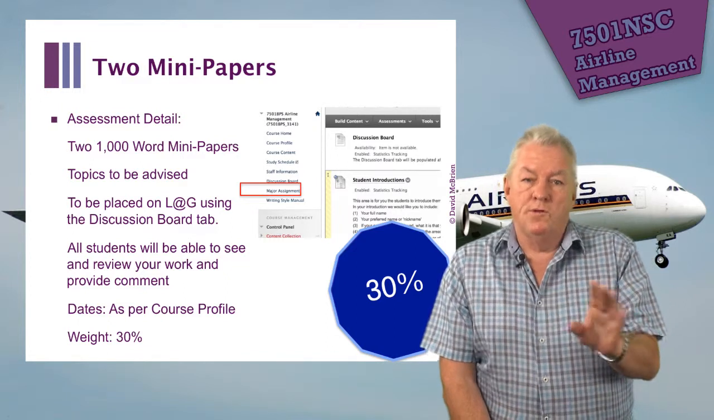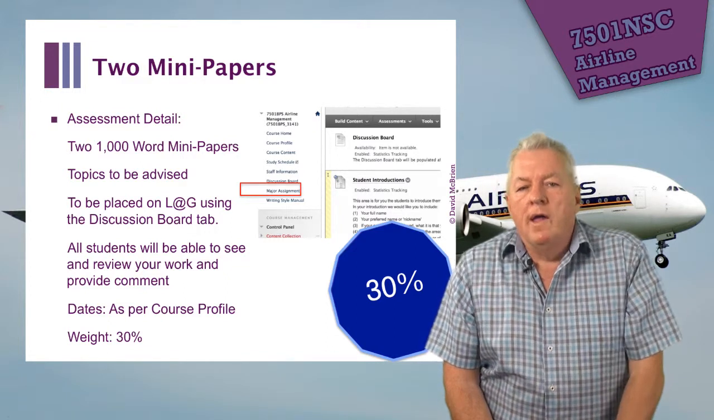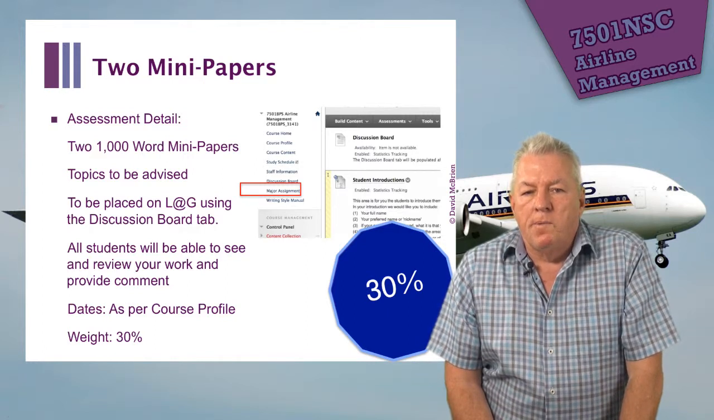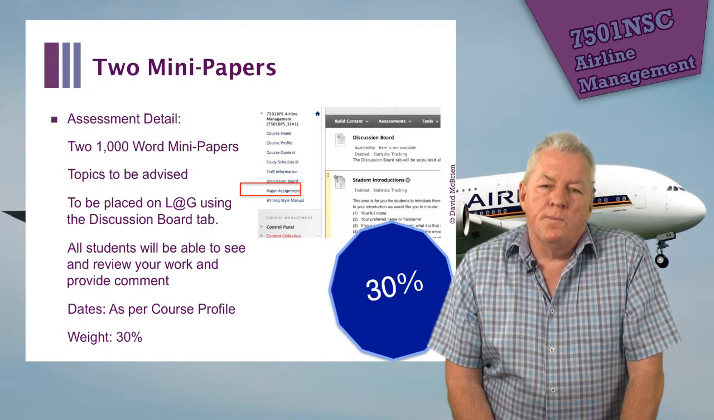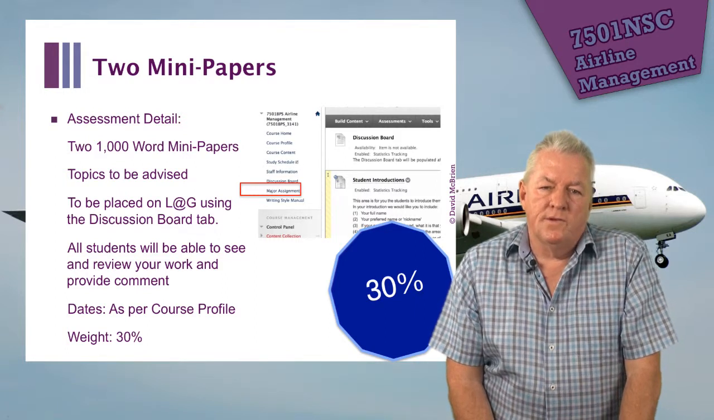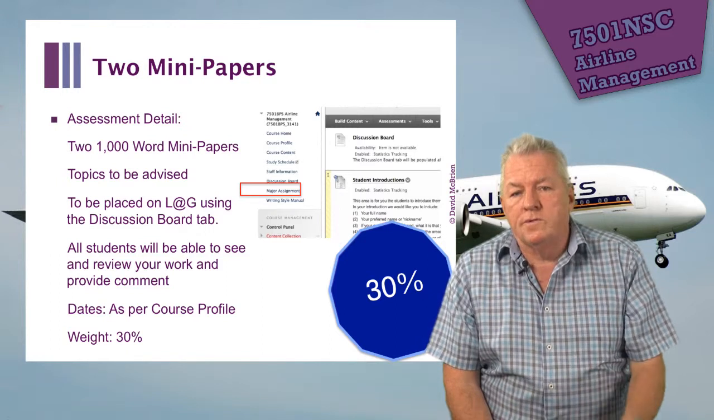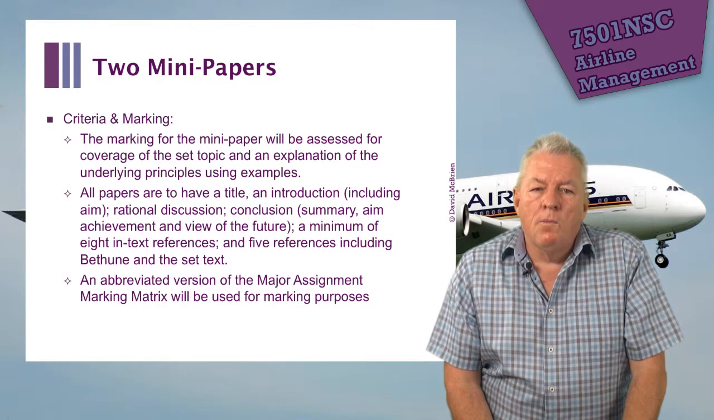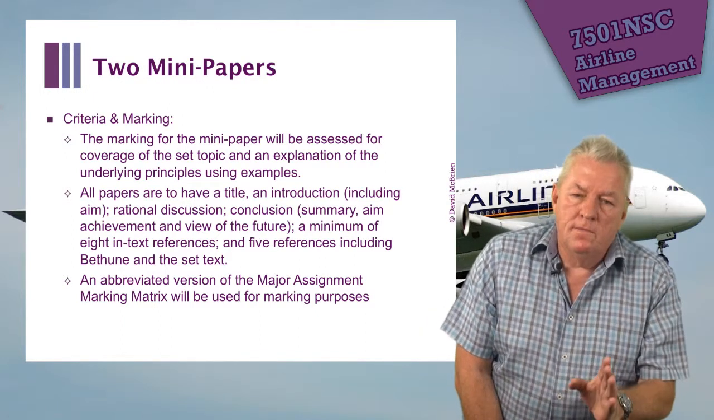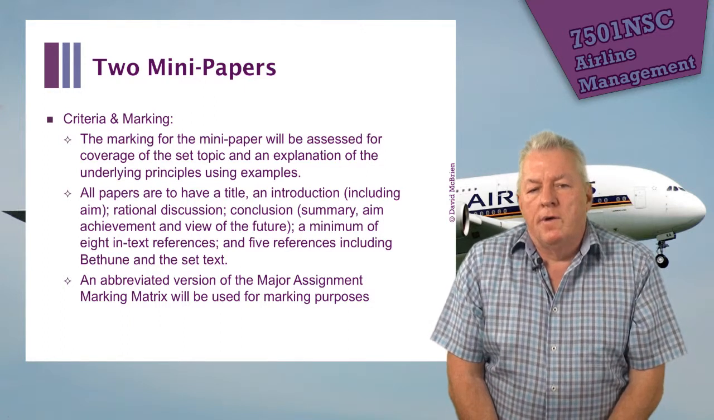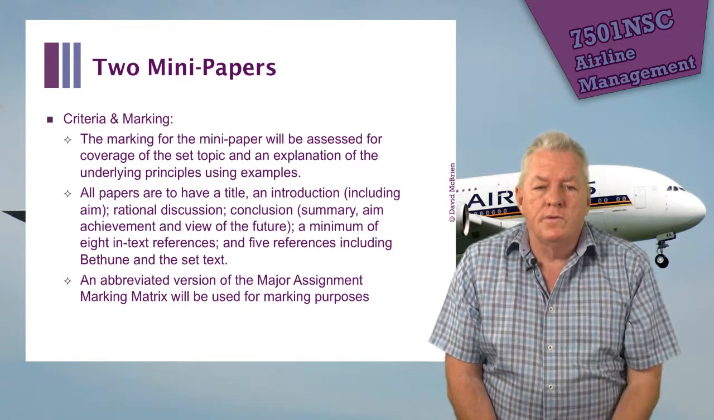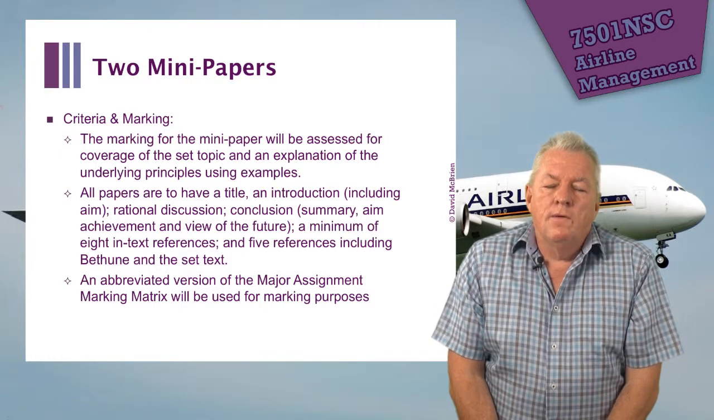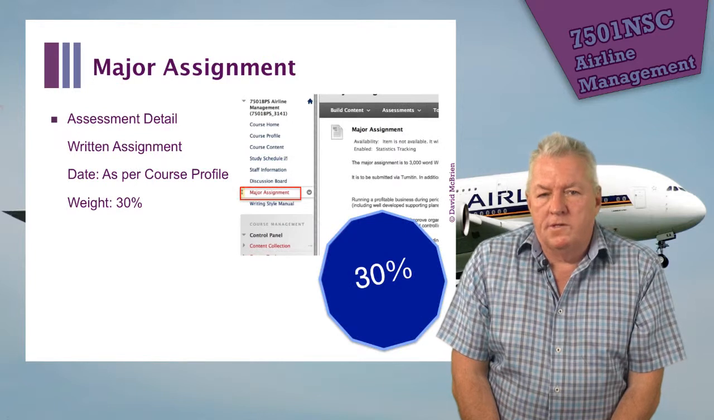Some of the assessment items, there'll be two papers, they're 1,000 words long. The topics will be advised, and they're to be placed on Learning at Griffith, which is the website that we use, and they'll be placed against the discussion board tab. That's worth 30% of the course, two papers. There's criteria and marking, obviously, that apply to it, and one of the major aspects of it is that the assignments or the topics will be set to include references to Bethune, and we'll talk about who Bethune is in a moment. And to mark it, I'll use an abbreviated form of the marking matrix.